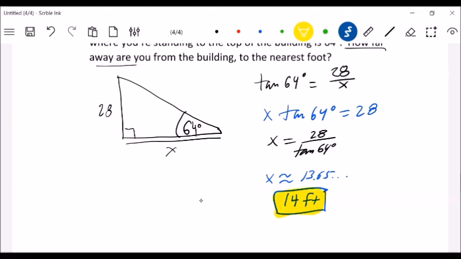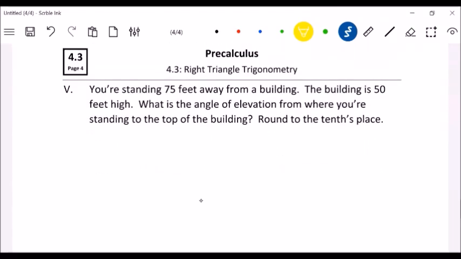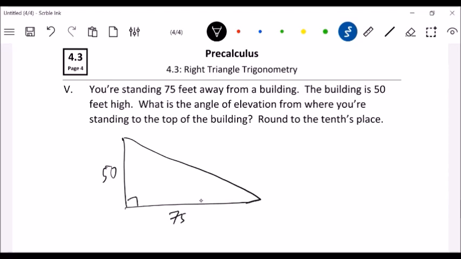Now, the next set of problems shows a different technique to use based upon a different thing that's missing. Now, you are standing 75 feet away from the building. So let's set it up with a building, and it tells us how high the building is, 50 feet. You're standing 75 feet away. Draw this. And what is the angle of elevation?